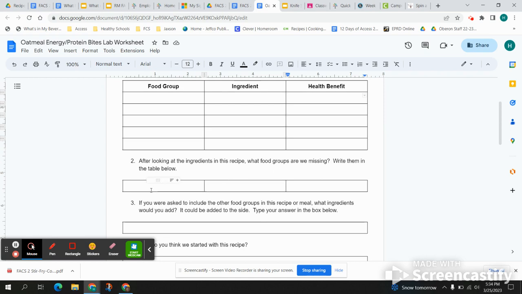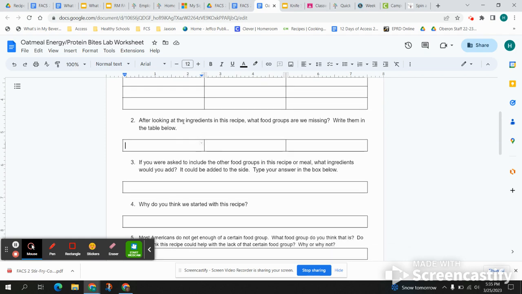So you're going to type in here any food groups that you think we did not hit when we made these. And I know we've talked about this before, you guys, that yes, you want to try and get all the food groups in everything that we eat, but that's hard to do. And sometimes we have to supplement and add other things in, maybe not into whatever we're making, but on the side, right? And then number 3 is if you were asked to include the other food groups in this recipe or meal, what ingredients would you add? It can be added to the side, type in the answer in the box below.